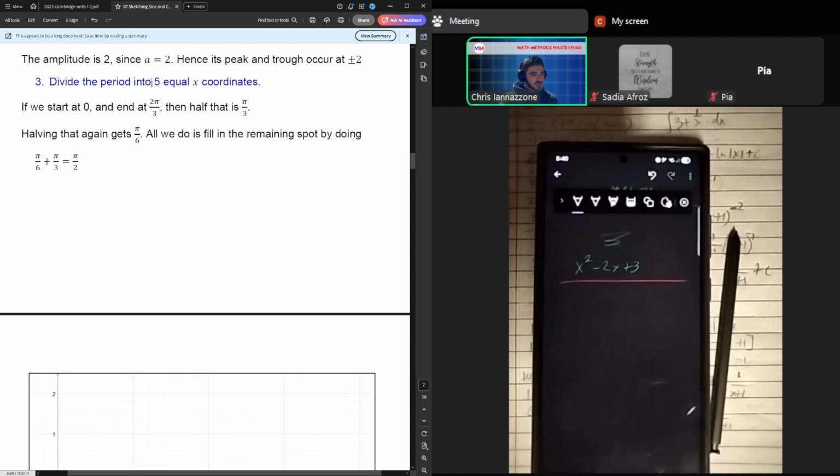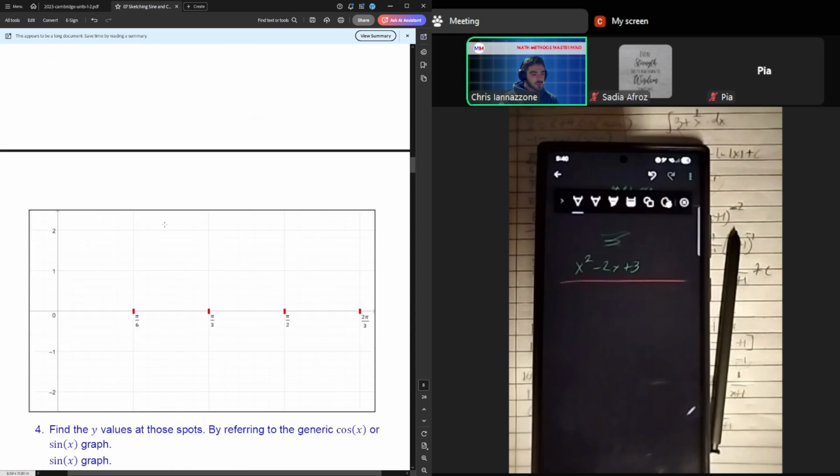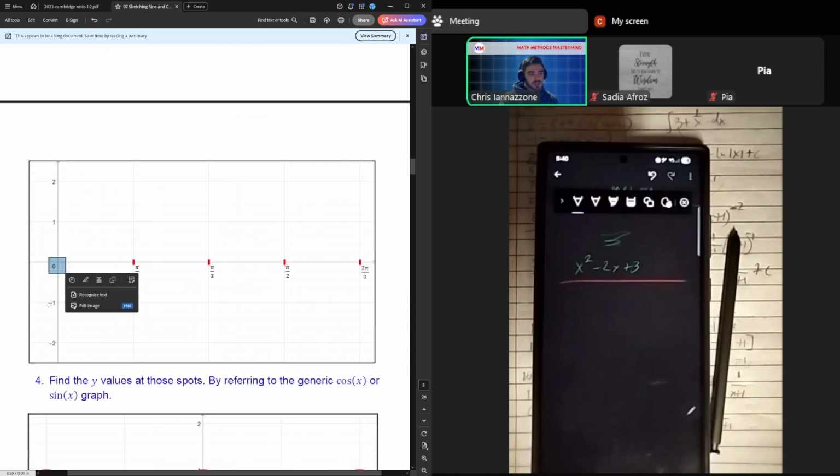Now, I did say to split it into 5 equal x-coordinates. The thing to keep in mind is that 0 counts. You got 1, 2, 3, 4, 5.